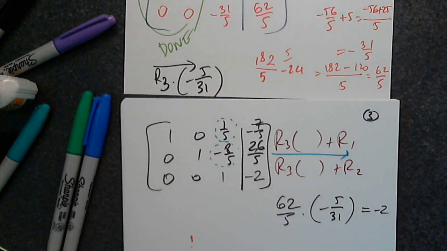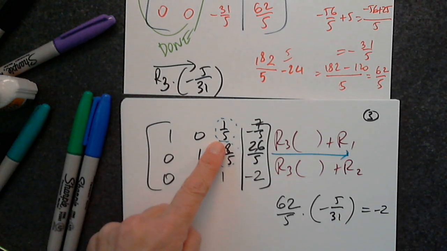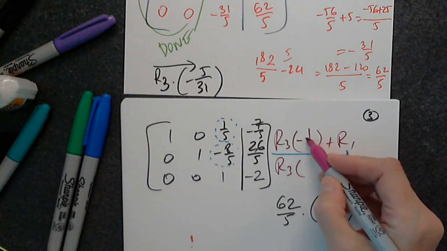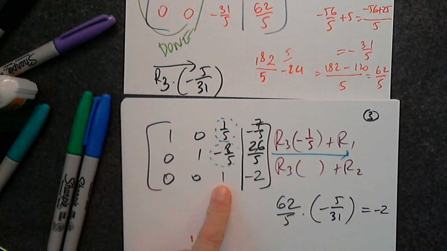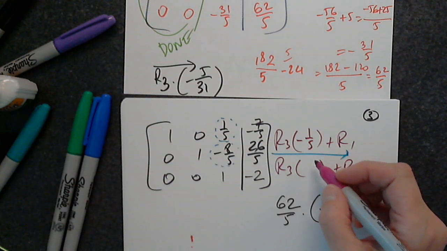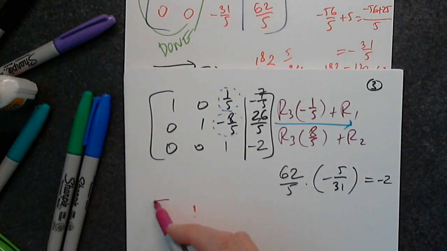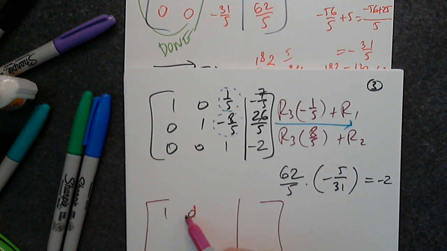What should we multiply row 3 by to eliminate 1/5? Of course, negative 1/5. What should we multiply the last row by to add to negative 8/5 and get 0? Very good. Awesome. Great job. Good. Which row do I copy? Because it will not change. Right. Good.